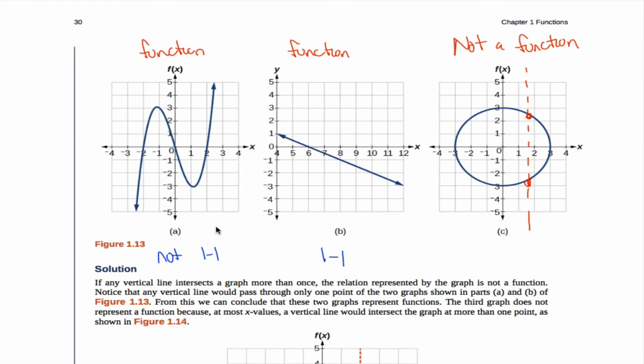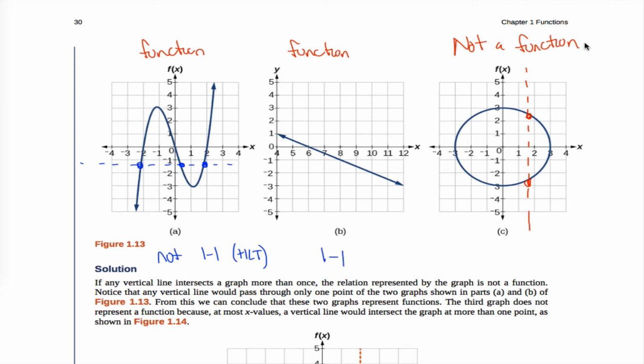So the way you can check that is by running what's called the horizontal line test. Try to draw a horizontal line that intersects your graph in more than one spot. Here's a horizontal line that intersects this graph in more than one spot. What that means is this graph is not one-to-one. It's still a function because it passes the vertical line test. It's not one-to-one because it fails the horizontal line test.